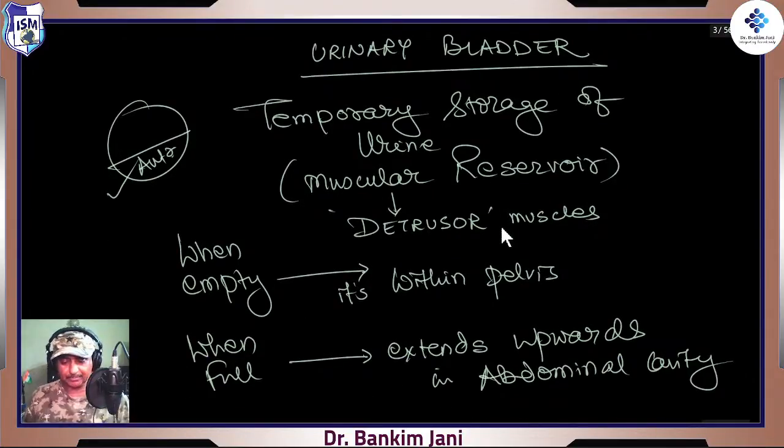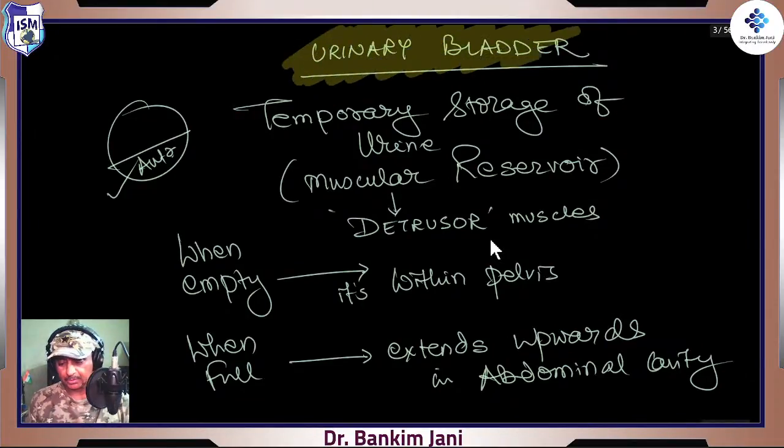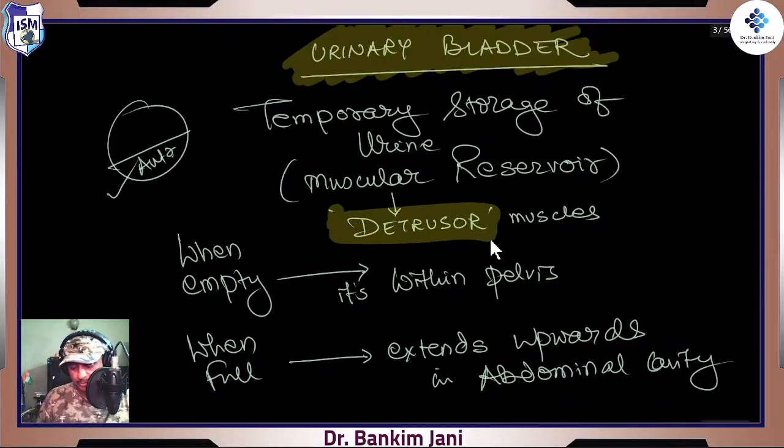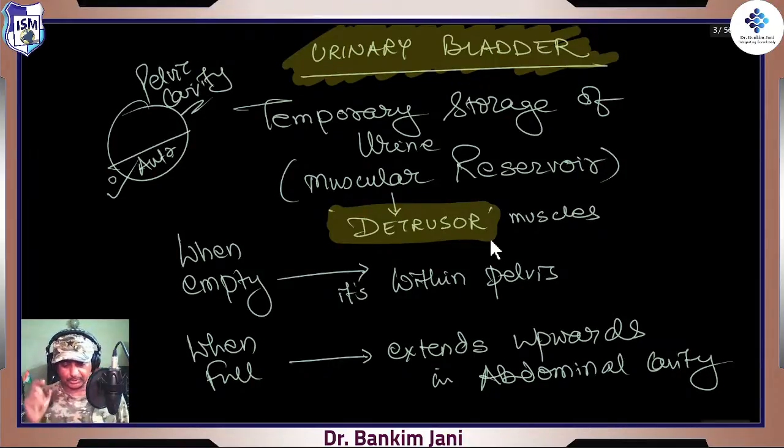So here it is, the theory part, urinary bladder, right? That's our topic to start with. It is a temporary storage of urine, a muscular reservoir, right? The name of the muscle, this is the keyword, is the detrusor muscle. These are the muscles which are spatial muscles, and they'll be playing a vital role. The location of the urinary bladder is in the pelvic cavity, right? In the pelvic cavity, in the anterior portion, we'll be watching the urinary bladder.